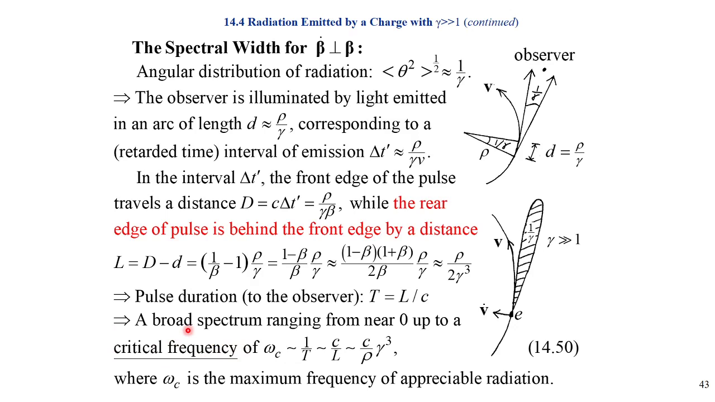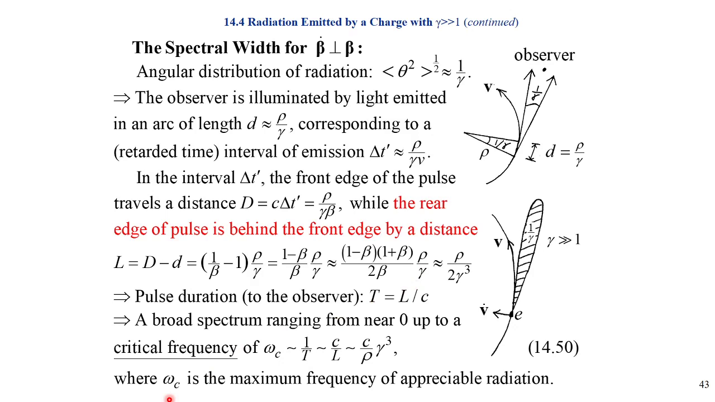So we call the critical frequency omega c equals 1 over T equals c over L, which is c gamma cubed over rho. Okay, just here. It's proportional to this one. You might be wondering what happened to, yeah, don't worry too much. Maybe you should worry about rho over gamma cubed, but there is a factor of 2 here, but actually it's not very critical.